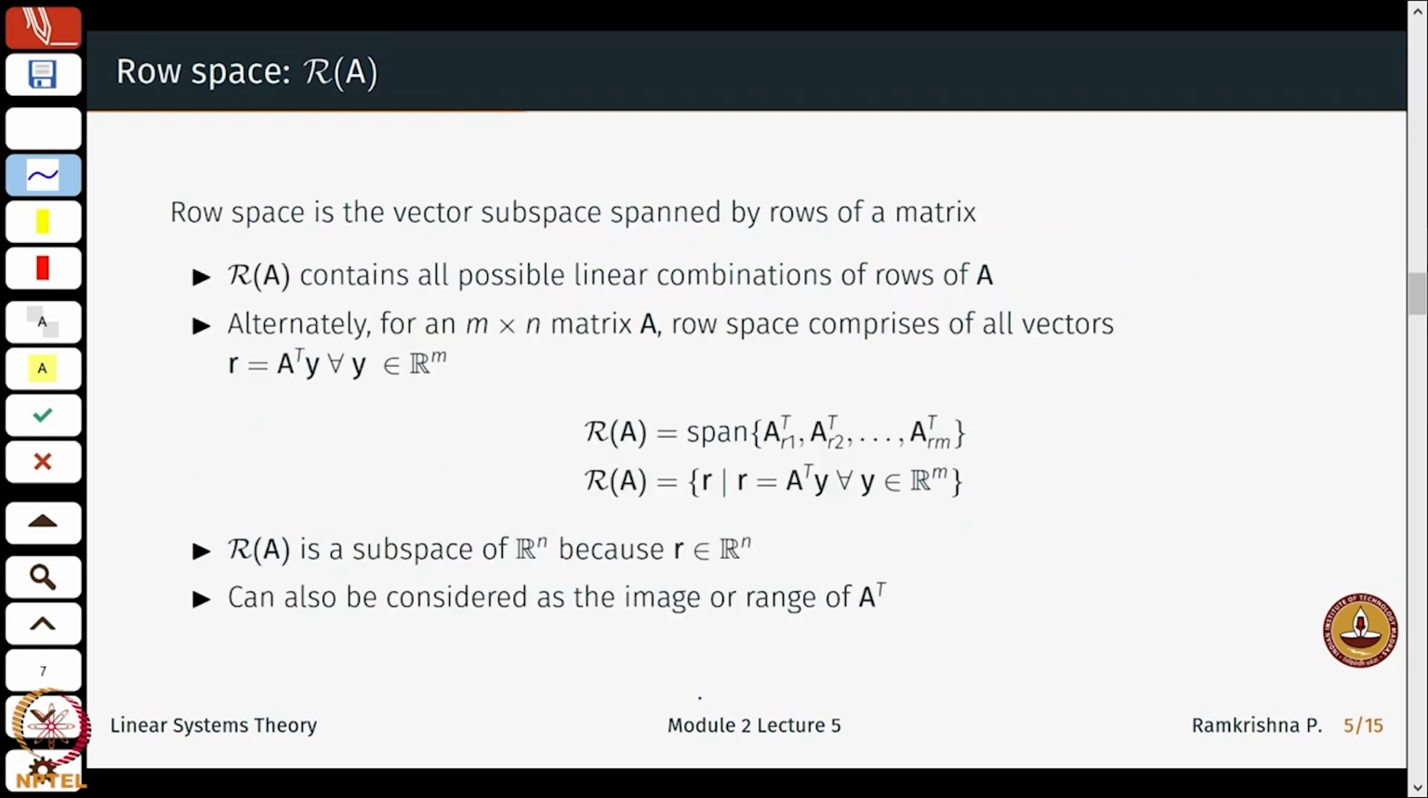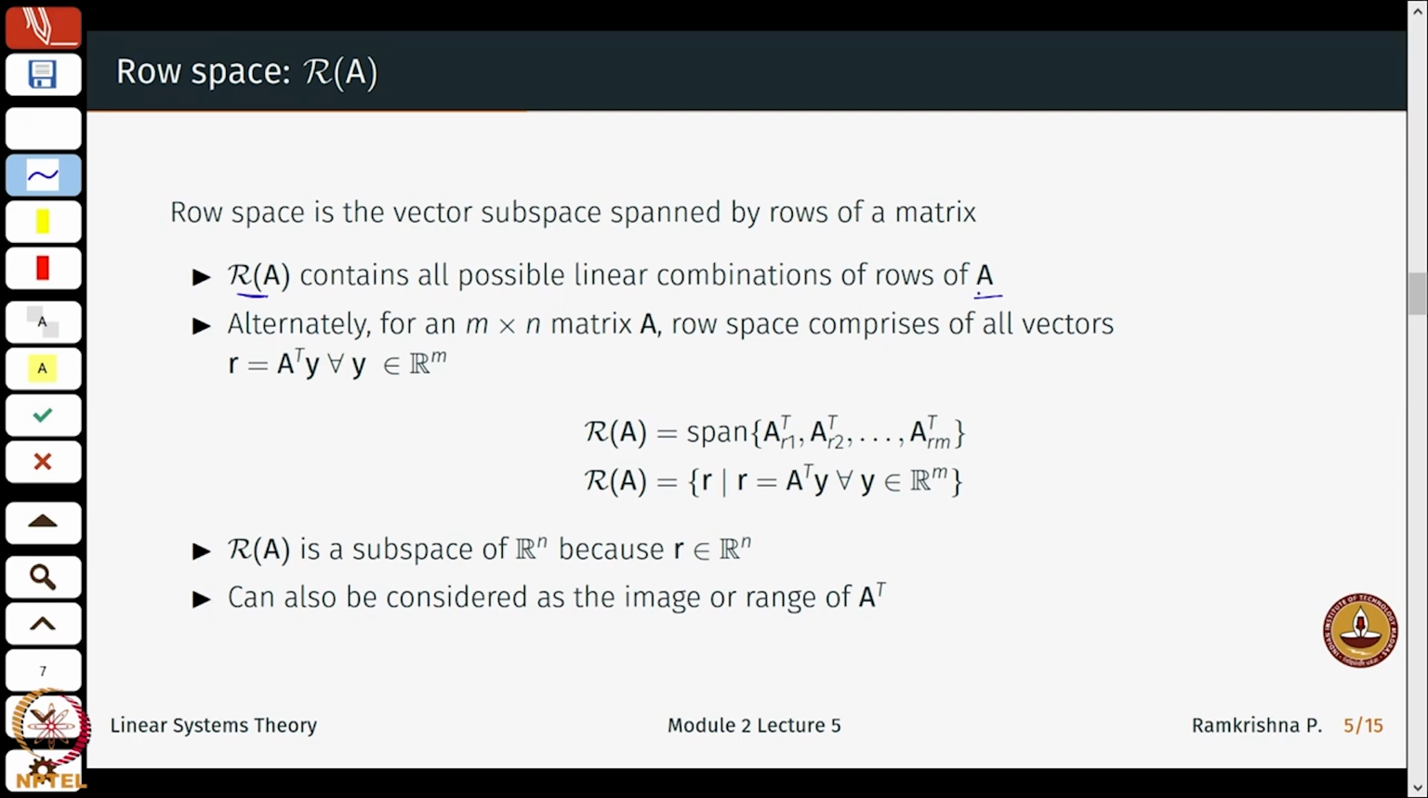Similarly, I can also define what is a row space. Now, it should be kind of obvious from what we defined earlier. The R of A consists of all possible linear combinations of the rows of A.